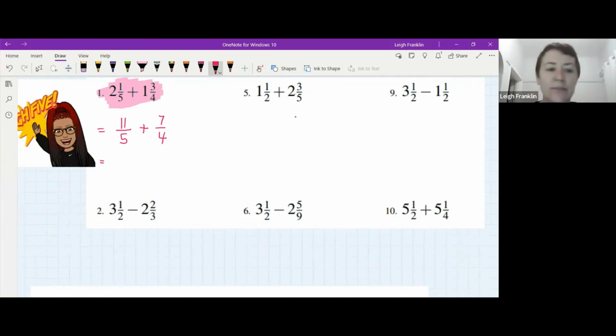20. Lovely. So what are you going to multiply the 5 by? 4, ma'am. Good job. And you're going to multiply the 11 by? 4. Good. And on this side over here, you're going to multiply the 4 by? 5, ma'am. Good job. And you're going to multiply the 7 by? 5. Excellent. Okay, so now you've got what over what? Ma'am, you've got 11 over 20 and 7 over 20, ma'am.